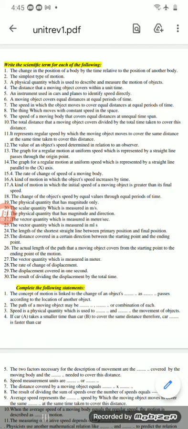Number 10. The total distance that moving object covers divided to the total time. الرول كلنا عارفينه بتاع ال average speed. Average speed equal total distance over total time.